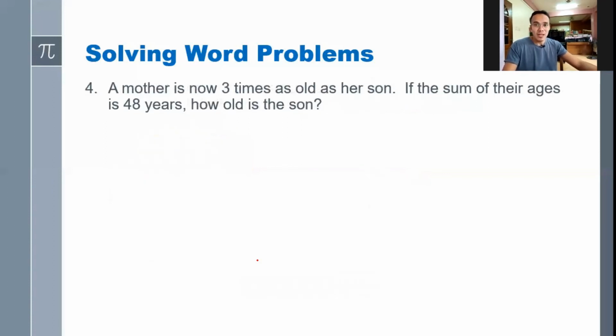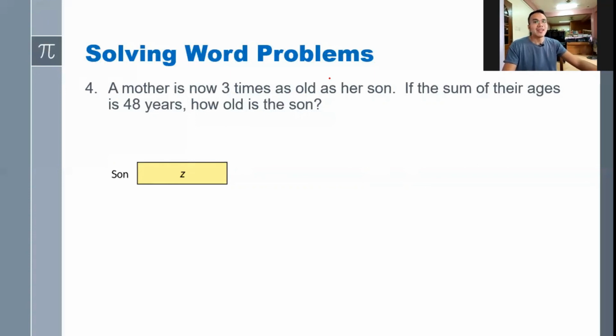Problem number 4, and this is going to be our last example. A mother is now 3 times as old as her son. If the sum of their ages is 48 years, how old is the son? The problem involved 2 people, mother and her son. We let Z be the age of the son. And the problem says that the mother is 3 times as old as the son.